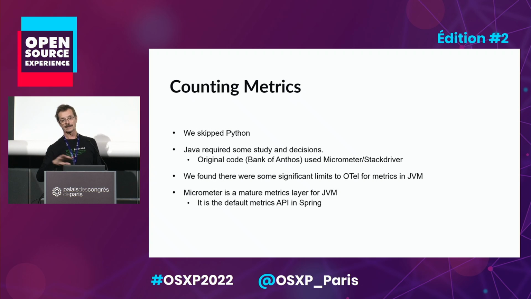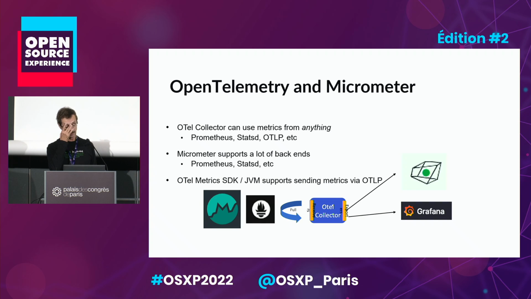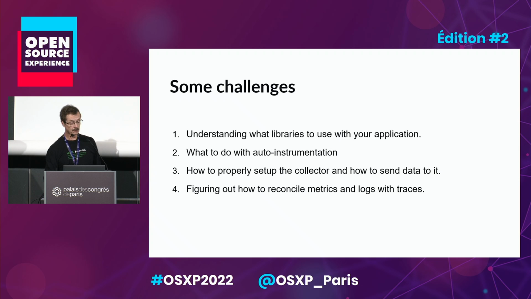So we skipped Python on metrics, very honestly here. Java required some decisions. The original code sets we looked at were using Micrometer, Stackdriver, the Google side of this. We found out there were some serious limitations with the JVM for metrics and OTel, but Micrometer seemed to be a pretty cool thing. And so we found the Open Collector could use everything. It didn't care. And so we pulled it all in. The Micrometer pieces, the OTel collectors, the JVM pieces all fit into our collector, and then we could feed it off to Grafana, we could feed it off to Lightstep. It didn't matter anymore.